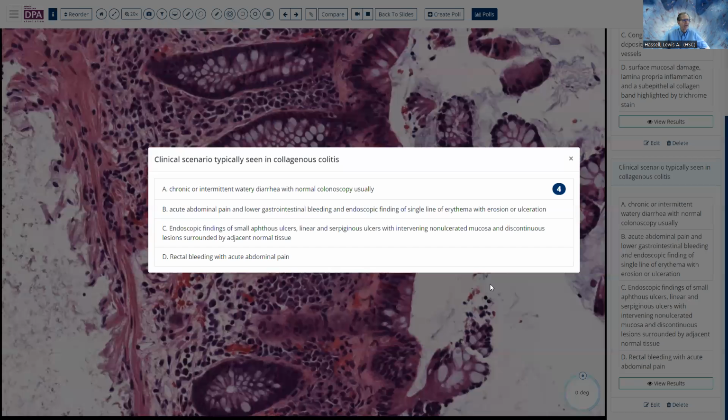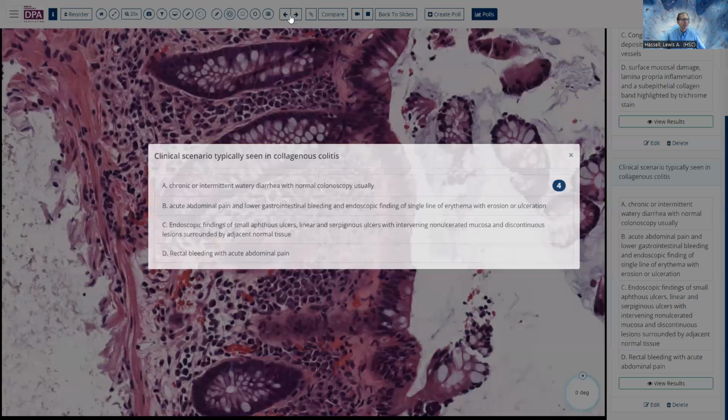Our other question: the clinical scenario typically seen with collagenous colitis is a chronic intermittent watery diarrhea, oftentimes profuse, more frequent in females and usually elderly patients, but certainly can occur at other ages and in other settings. Not usually associated with bleeding, not usually associated with endoscopic findings, not usually associated with pain. So all of those help you rule that out fairly quickly.